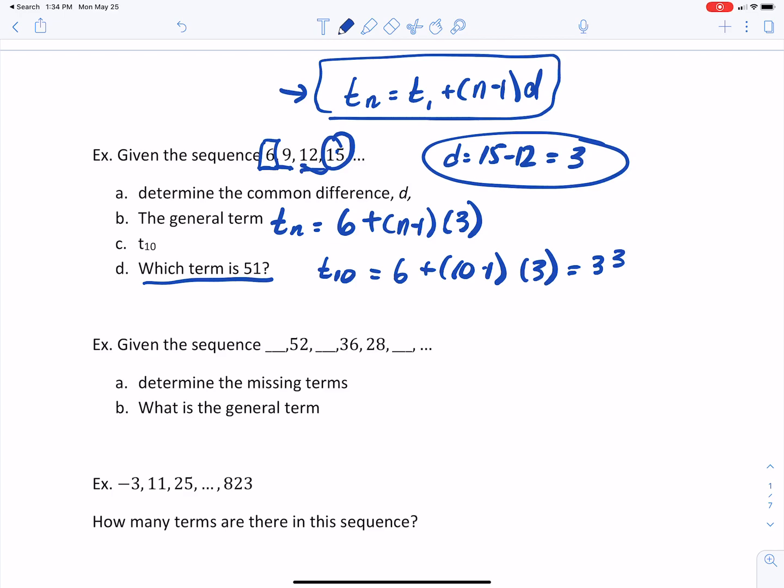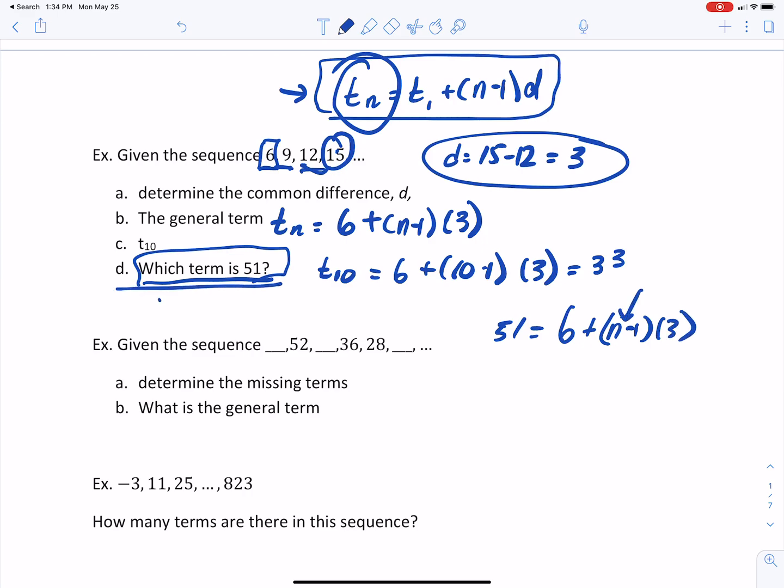And now I'm doing a little bit of a problem here. Which one is 51? So in my formula, 51 would go here. It would be the nth term. That is term 1 plus n minus 1 times d. And I want to figure out what's n. So which term is 51 is really asking what's n for that case.